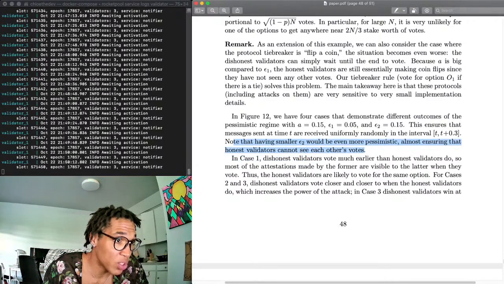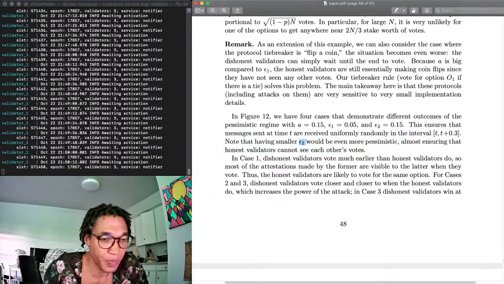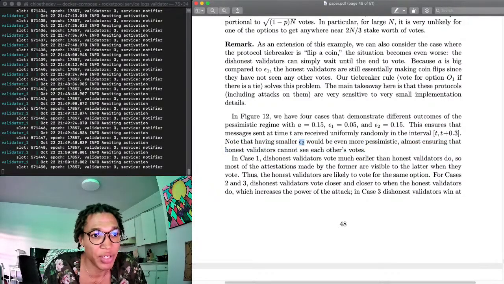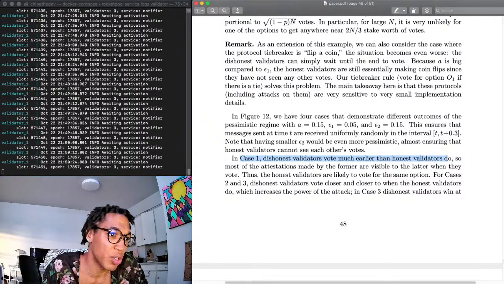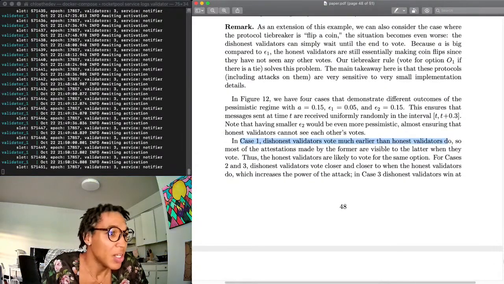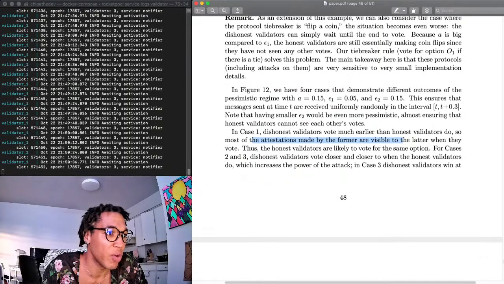So I think this is an error boundary that you're saying, okay, you know what? Just because we know there's going to be some error, let's account for this much of an error, and you might, but it'll increase latency. But yeah, in case 1, dishonest validators vote much earlier than honest validators do. So most of the attestations made by the former are visible to the latter when they vote. Thus, the honest validators are likely to vote for the same option.